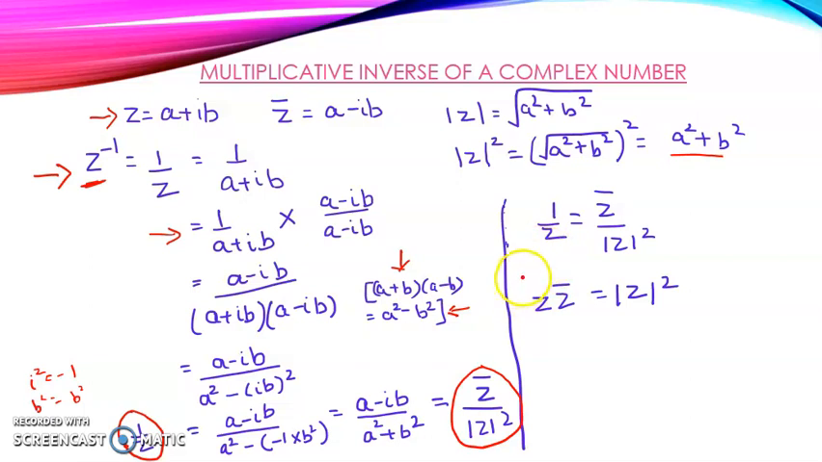And from this relation we are getting z into z bar is equal to mod z square. Very important, students. This means the product of a complex number with its conjugate is equal to the square of the modulus of the complex number. I will prove this also. You can also cross check: if you take any complex number and multiply by its conjugate, the value you get is the square of the modulus of the complex number.